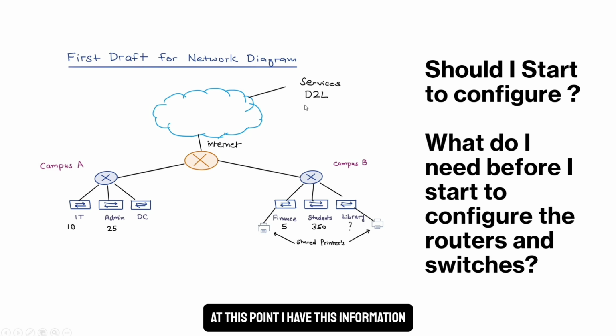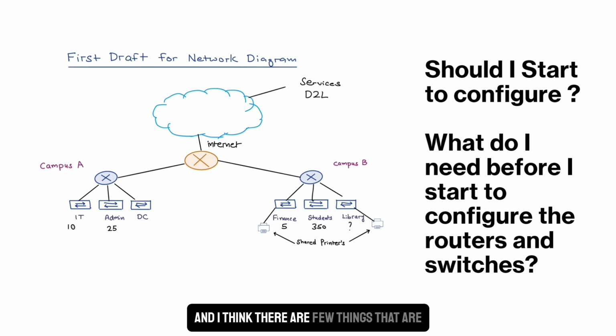And teachers, that's the platform they interact on basically, right? At this point, I have this information. If on Packet Tracer or EVE-NG, should I just drop those routers and switches and start configuring? Do I need anything else? That's the question here, right? Now, first of all, you have to understand, do I have the full information or am I missing something here?